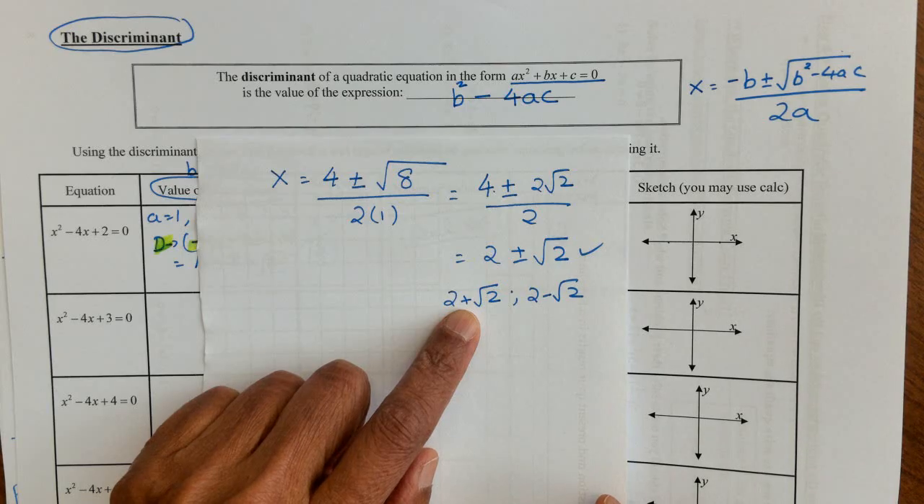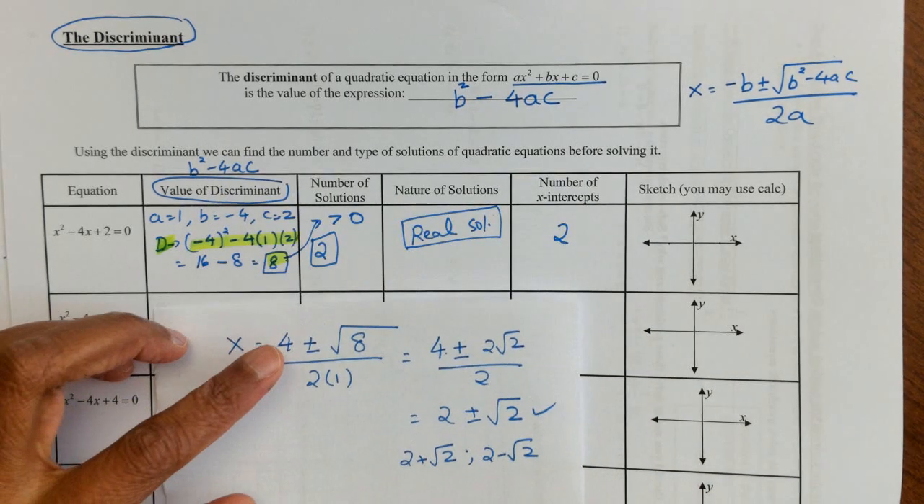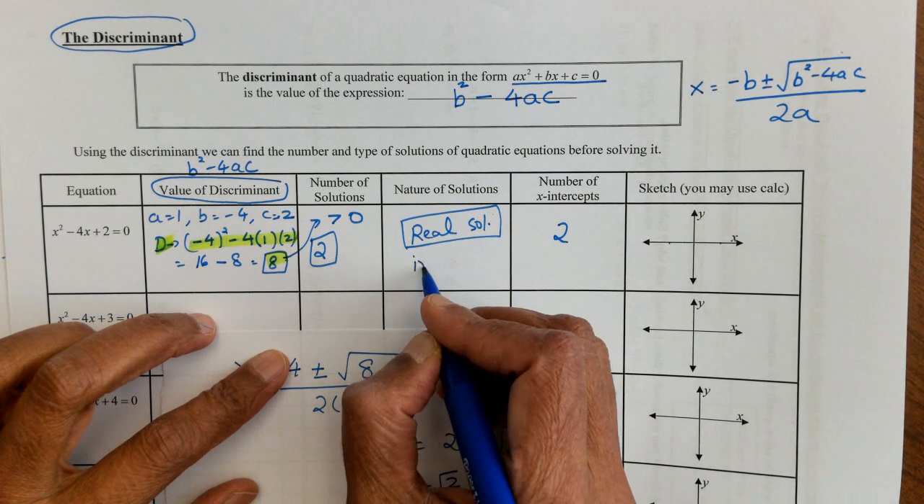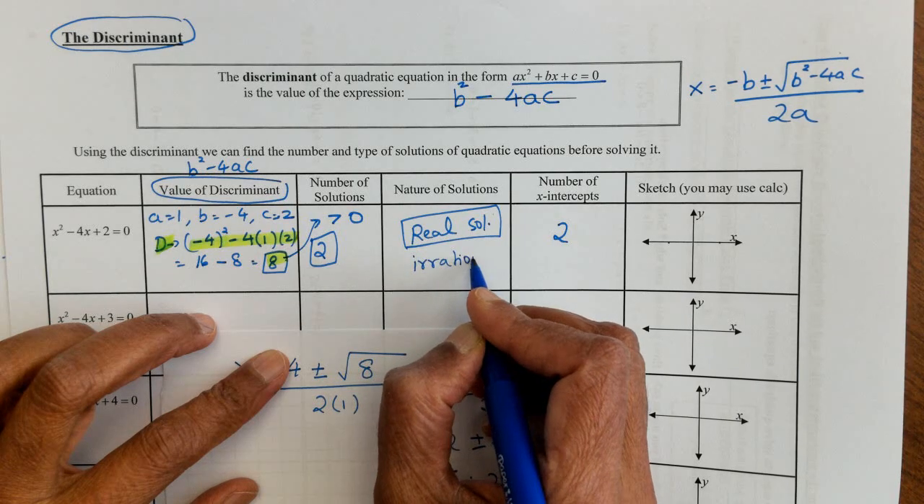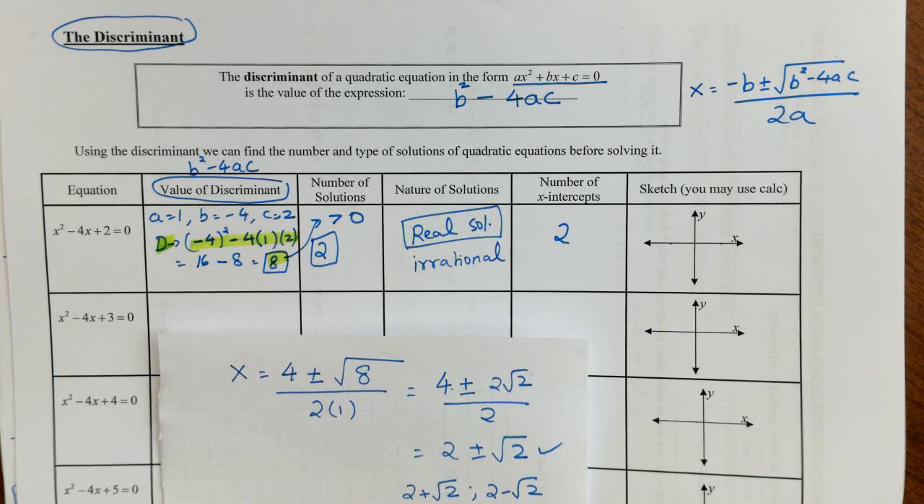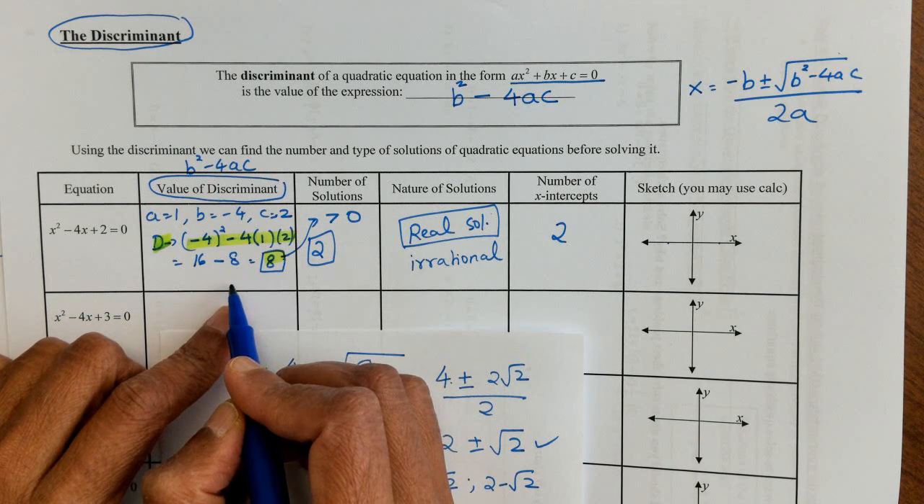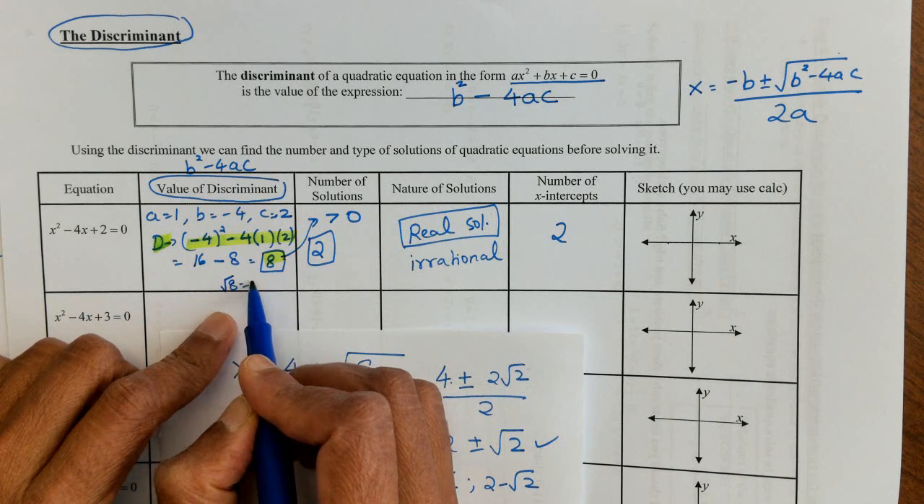Remember, square root of 2 is an irrational number. It's a radical that cannot be simplified, so it's basically two solutions which are irrational. But that I can find out only when I solve it. But also another thing, square root of 8. Square root of 8 is irrational. It's 2 square root of 2.